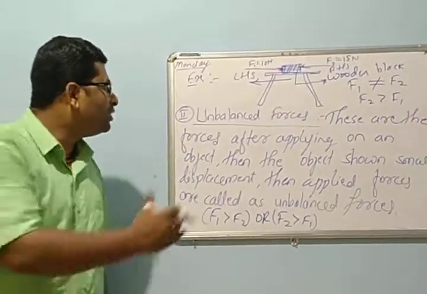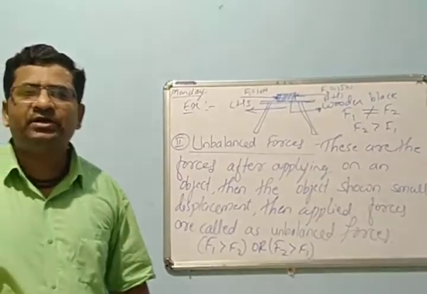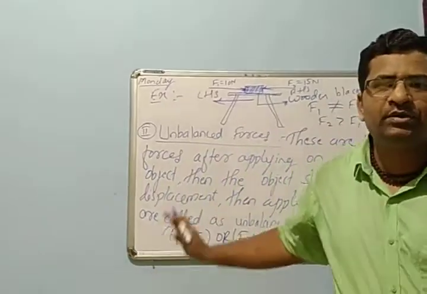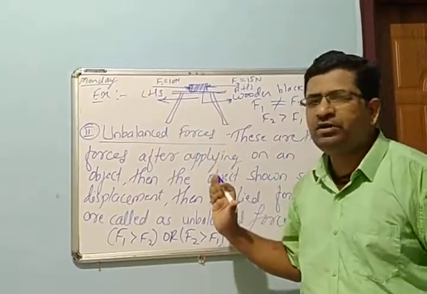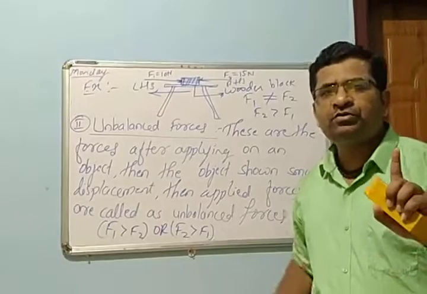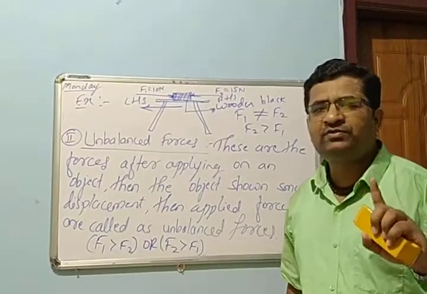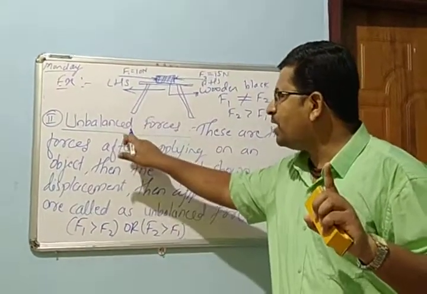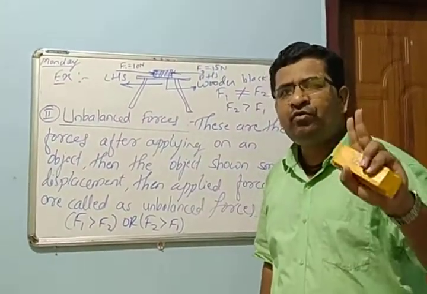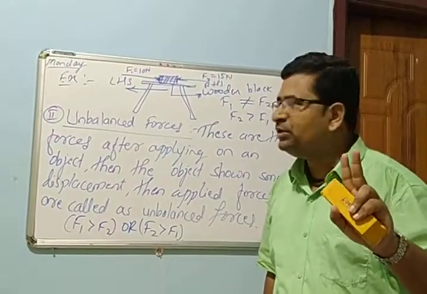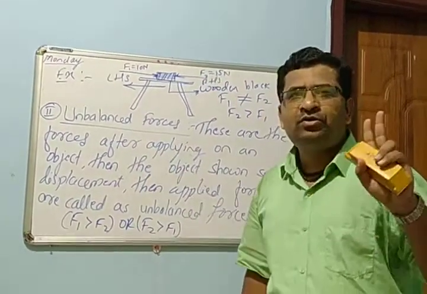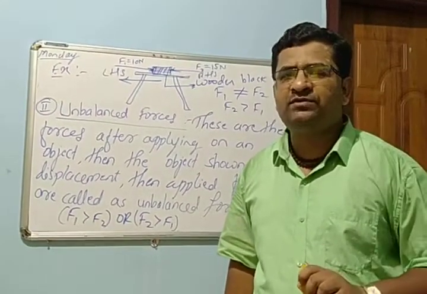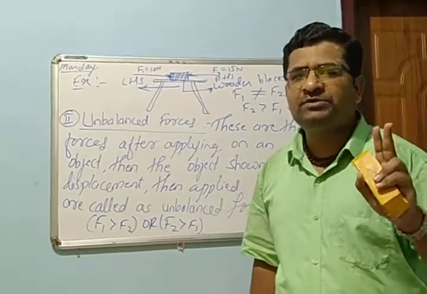So this is all about the balanced forces and the unbalanced forces, and a question will definitely come on this concept. A 1 mark question will come as: write down the types of forces. For 1 mark you should write that the types of forces are balanced forces and unbalanced forces. A 2 mark question will be given as: write the differences between the balanced forces and the unbalanced forces. It will come in the exam.